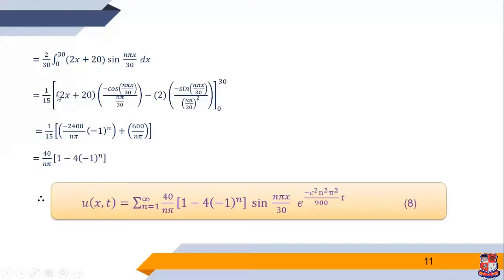So we get 30 into something. So we get minus 2400 upon n pi. Cos n pi is minus 1 raised to n. Sin n pi is 0. Minus, x is replaced with 0, so 20 and minus minus plus, 36 into 2600 upon n pi, cos 0 is 1. So we get 40 upon n pi, 1 minus 4 into minus 1 raised to n. So b_n is this.